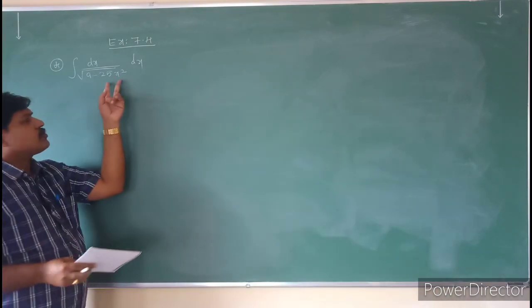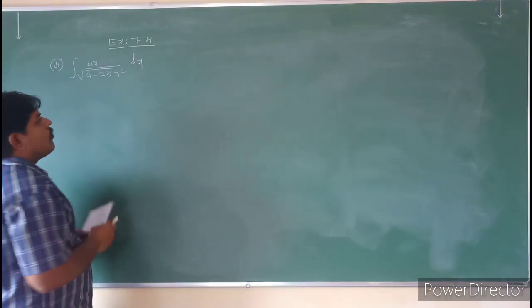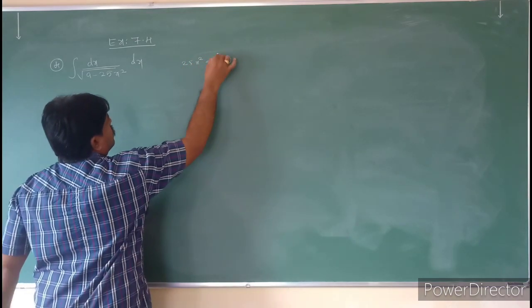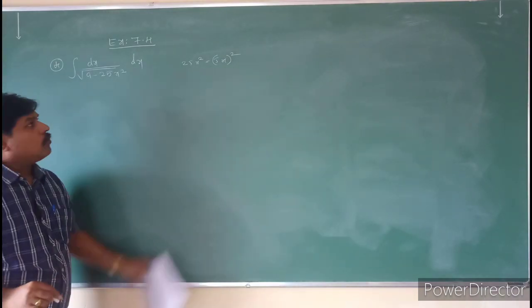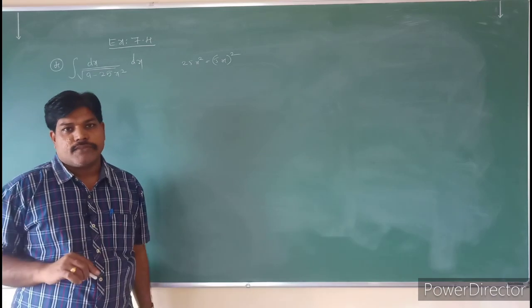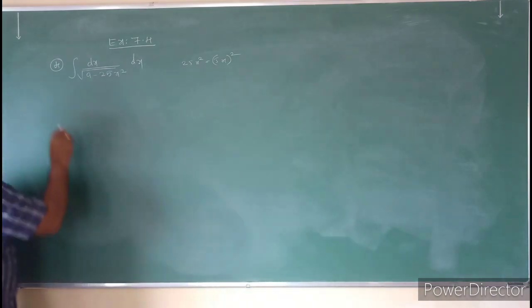So this 25x square, how can you write that? 25x square you can write as 5x whole square, yes or no? This 5x I will take as t. I understand that? So see the solution, students.